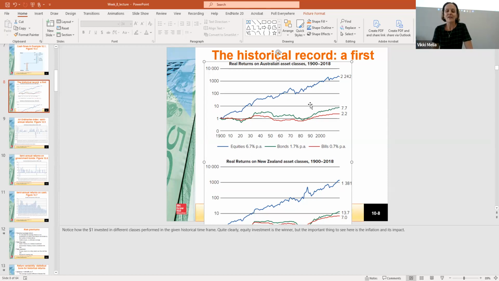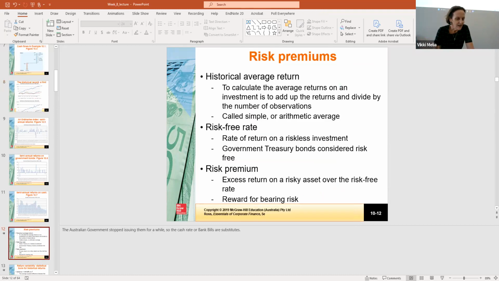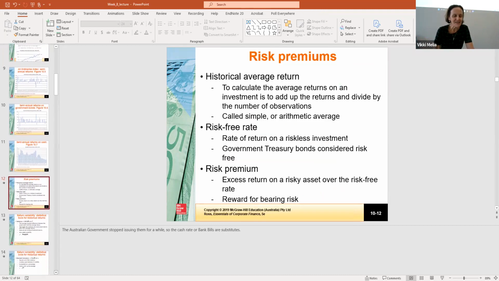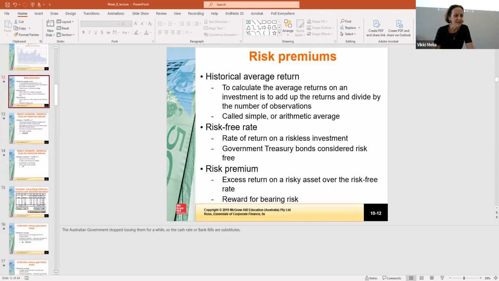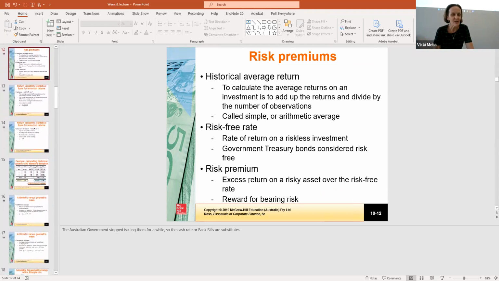So this graph is looking at historical returns from assets. And the only reason it's here is just to show you that the riskier assets, the equities, on average, have higher returns than bonds and bills because they're safer, less risk. If we just skip ahead to some of the terminology that we're going to use in this topic.